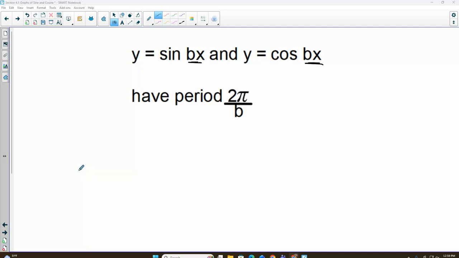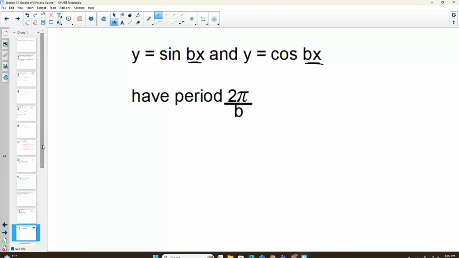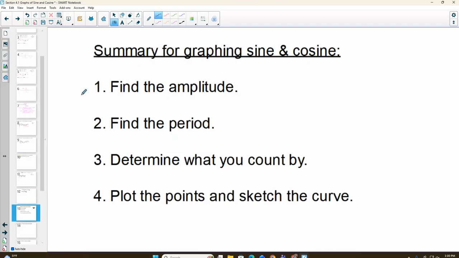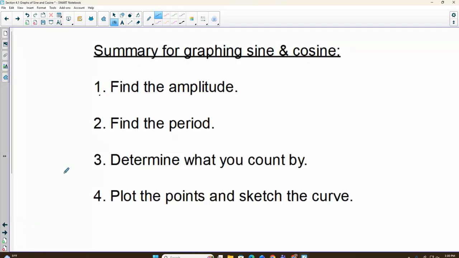So, when we graph our trig functions, we are going to list out certain information every time. The things that I want you to list: we will find the amplitude, period, count by, I'll explain that in a minute, and then we will plot our points and sketch. So this is a summary of what we have so far. And then I'm going to show you on the next example how we put all of that together.